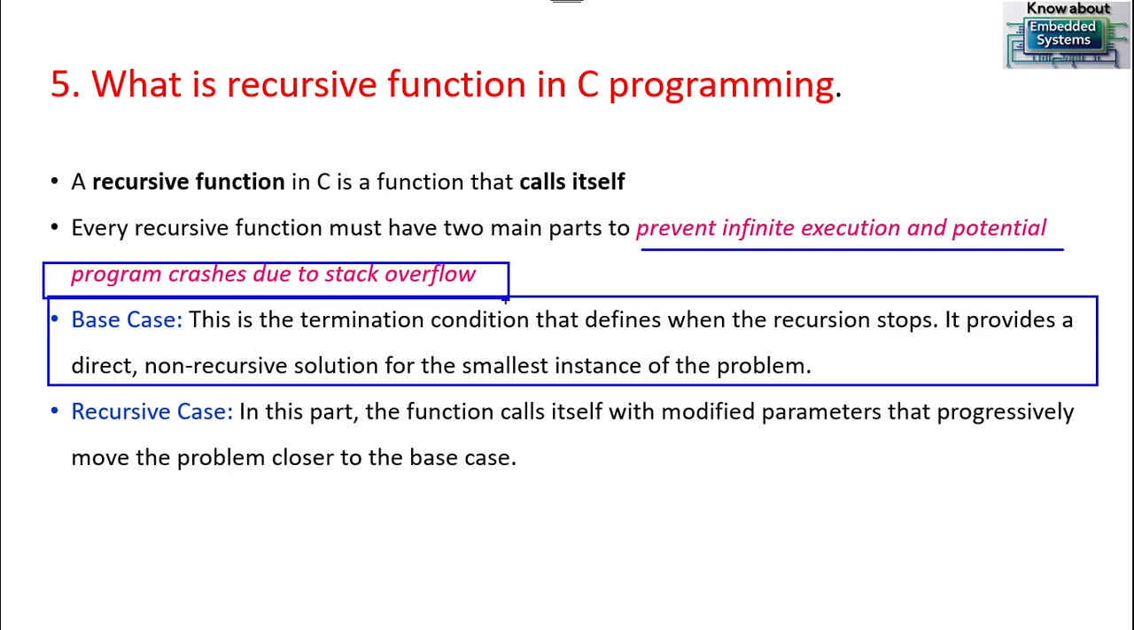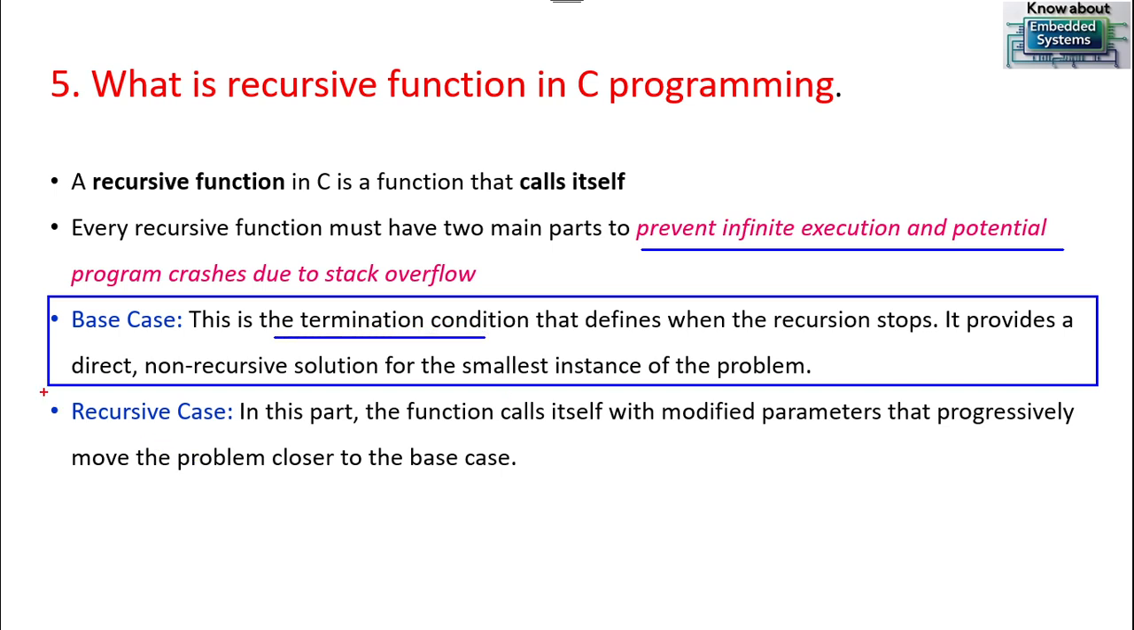So there should be some end point, and that end point is nothing but the base condition. If you are not providing a base condition, your recursive function will enter into an infinite loop and it will result in a stack overflow. That's why there are 2 important things we have to do: one is a base condition check and one is a recursive condition check. The base condition is nothing but a termination condition. We have to provide a termination condition where your recursive function will end. That is the first point.